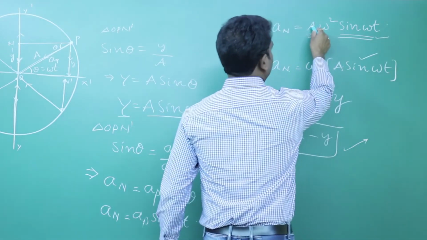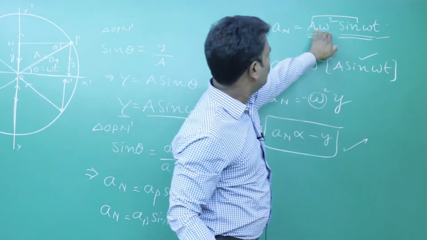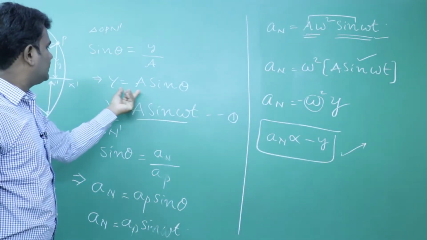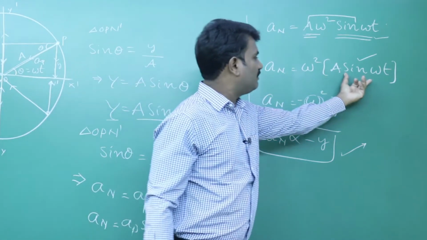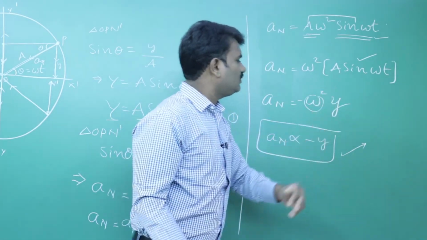But see, if I write this a sin omega t at one place, what happens? AN is equal to omega square into a sin omega t. But earlier we have proved that a sin omega t is nothing but y. So in place of a sin omega t, I wrote y. So AN is equal to omega square into y.